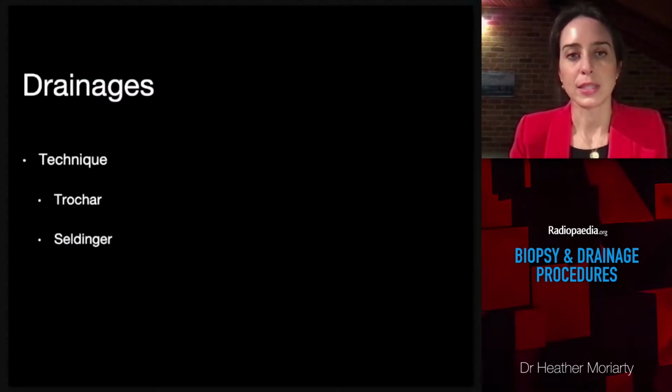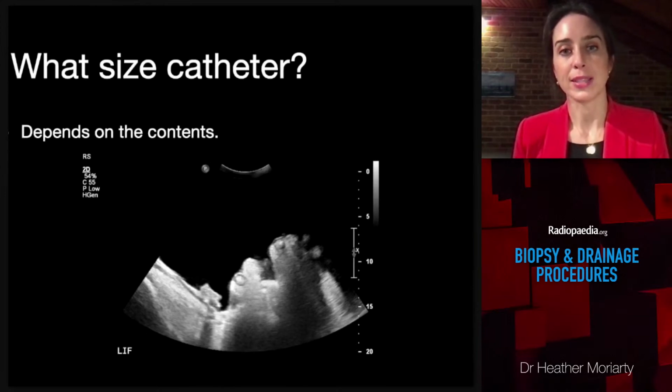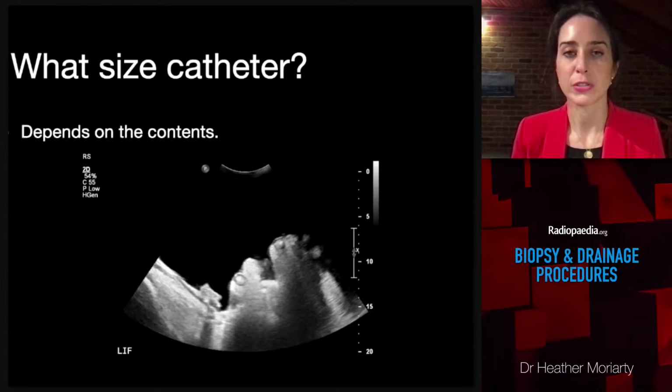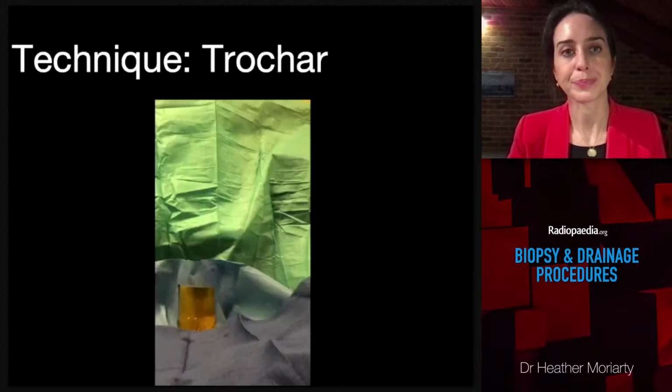So deviating a little to talk about drains. What size catheter should you use? This essentially depends on what you're draining. I use as small a catheter as I need. So for simple ascites or pleural fluid, I might use a 6 French drain. For purulent material, usually a 10 or 12 French. And for something like a necrotic pancreatic collection, generally a large bore drain like 16 to 28 French is necessary.